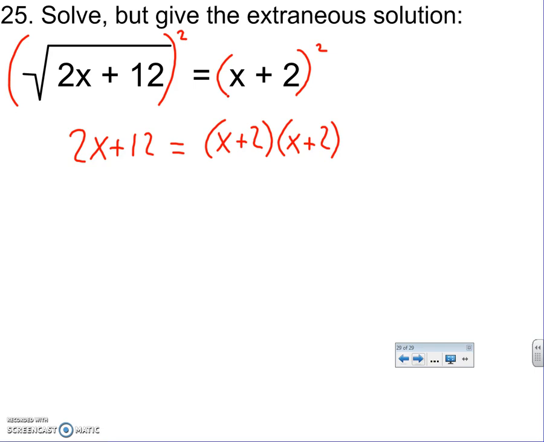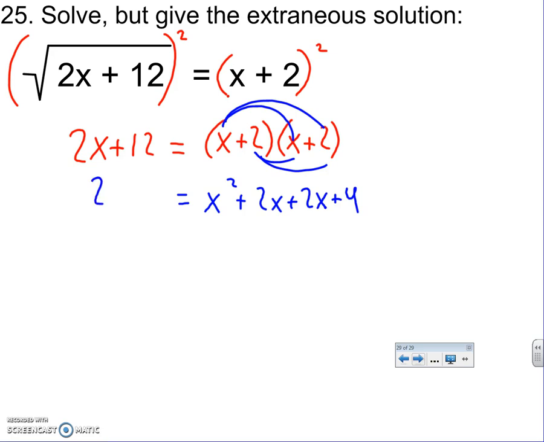So if I FOIL this, I double distribute. I get x squared plus 2x plus 2x plus 4 equals the thing on the left side. Combine like terms. So this would be x squared plus 4x plus 4, which equals 2x plus 12. Now we're solving. It's quadratic. We need standard form. Get everything on one side. So I'm moving to the right side. I'm going to subtract 2x on both sides.